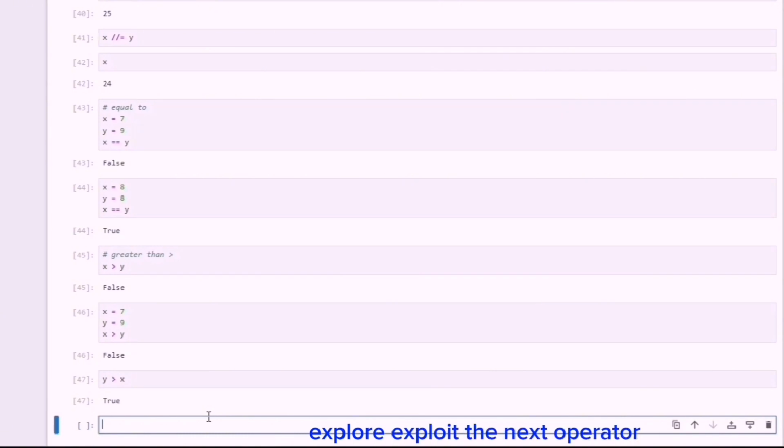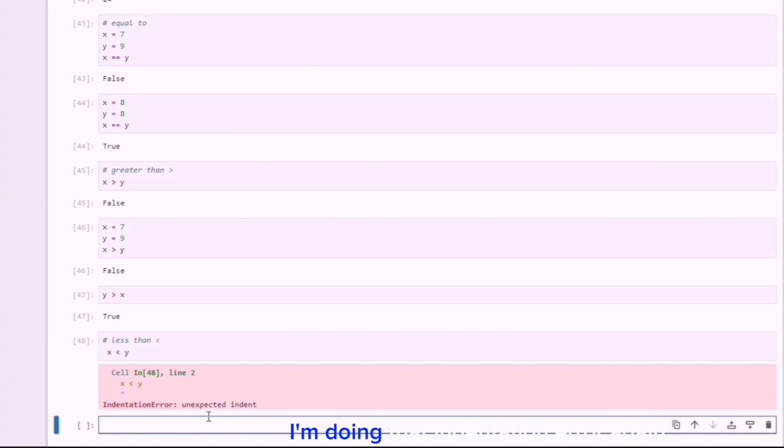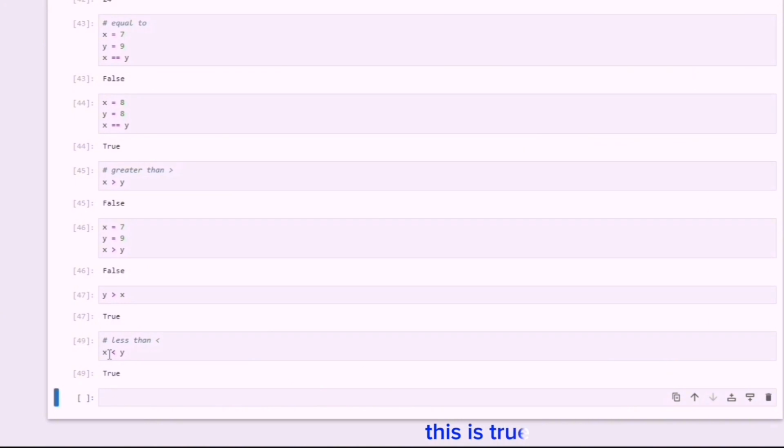The next operator we're going to be looking at is the less than, which is like this. Just like the greater than, it virtually does the same thing. Is x less than y? I'm doing that indentation error again. Please, we should make sure that we do not have spaces in front of our program except when necessary, because Python is very sensitive to it. So this is true. x is less than y. x is 7 and y is 9. So obviously 7 is less than 9.